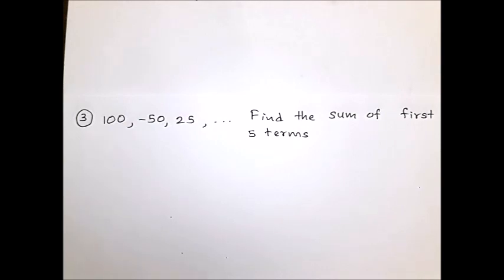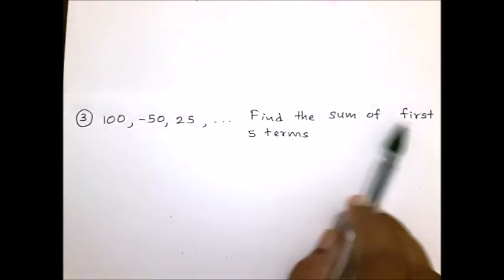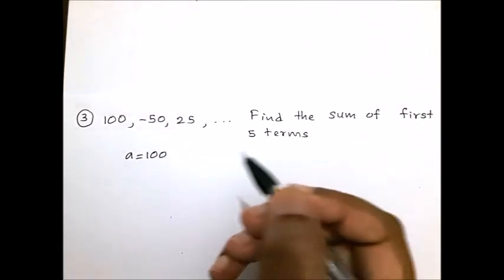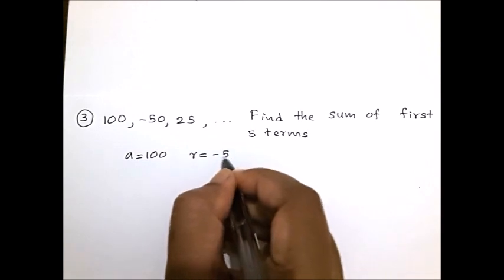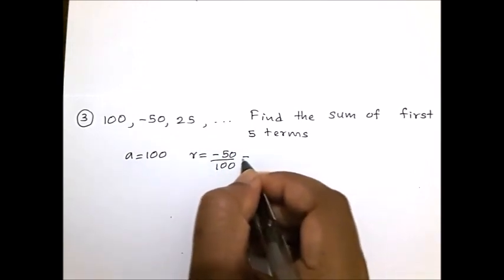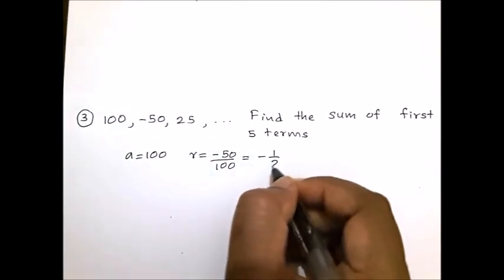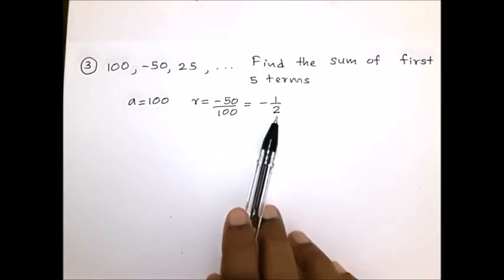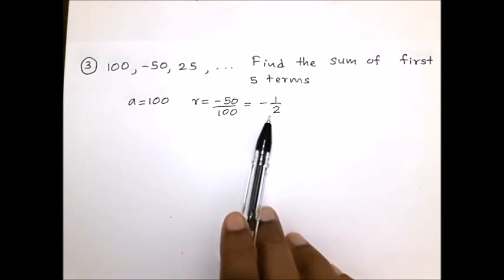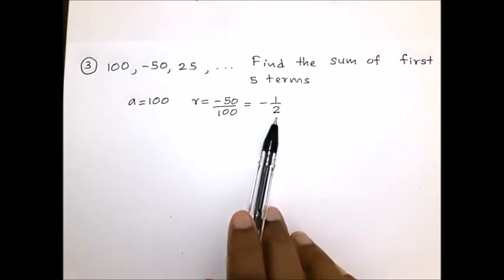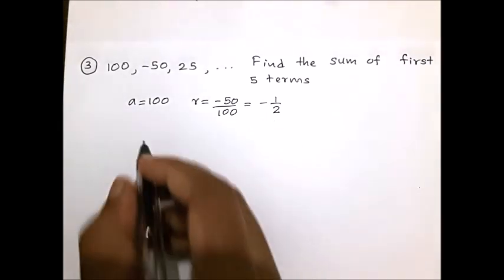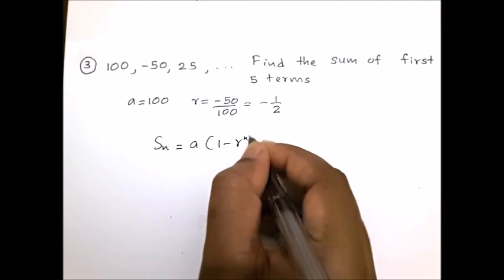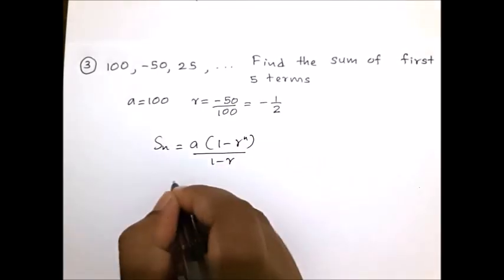Now start the third example. Find the sum of the first 5 terms in this progression. First term is 100. Common ratio: second term divided by first term, simplest answer is minus half. Here r is negative and r is a fraction. If it is a negative number or a fraction less than 1, it is easier to use the second formula. It is Sn equals a times 1 minus r to the power n, over 1 minus r.